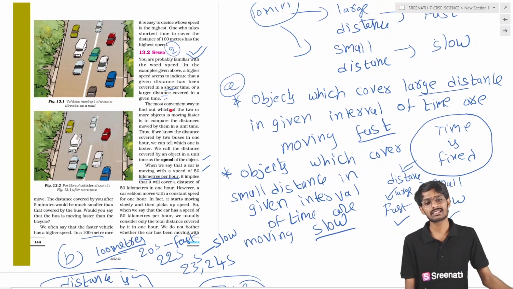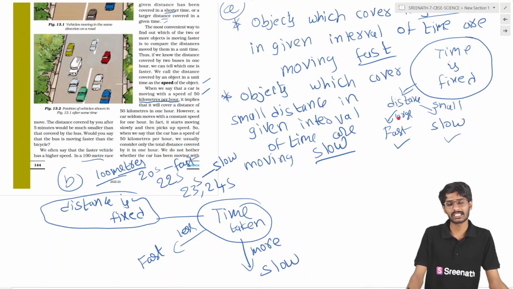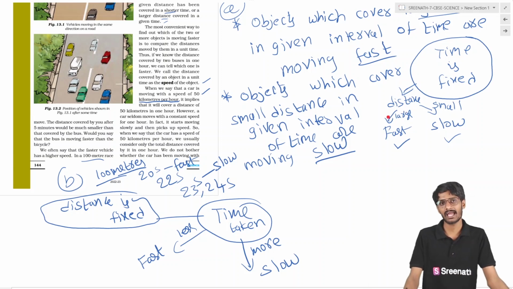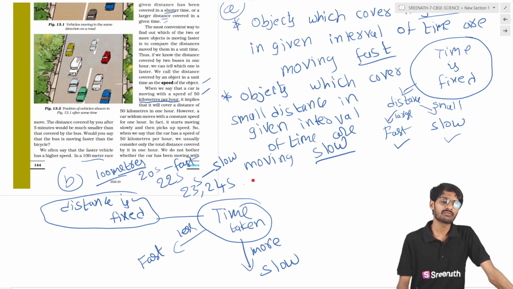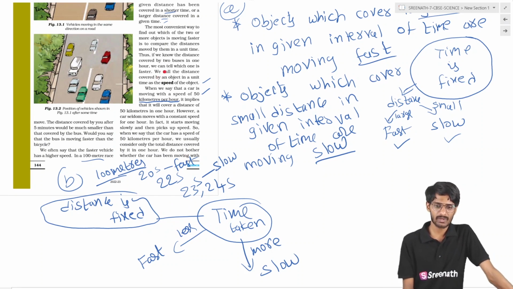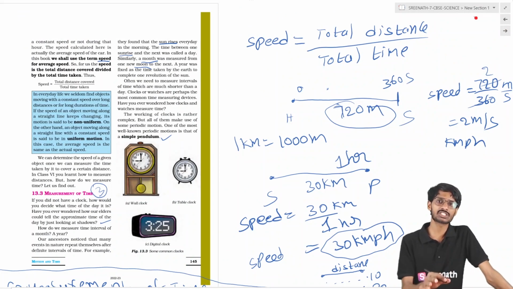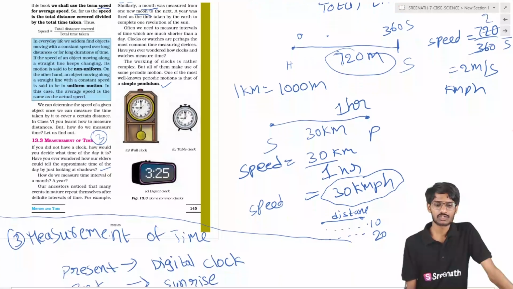The next concept is speed, students. Speed is very simple. Whichever covers the larger distance in a given interval of time has higher speed. Higher speed means it is moving fast. Or whichever covers the distance in less time has high speed. Suppose the speed is 50 kilometers per hour, which means it covers 50 kilometers in the span of 1 hour. Speed is nothing but the total distance divided by the total time taken. So that is speed, students.